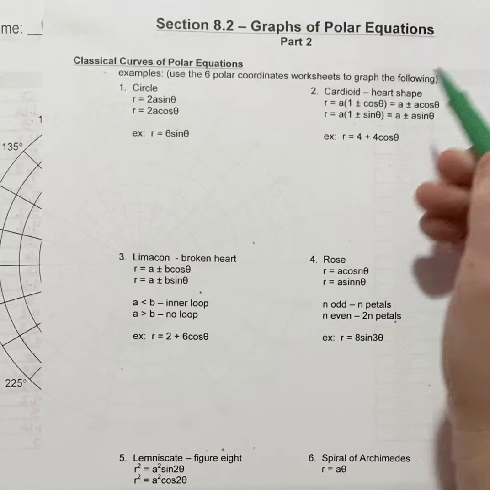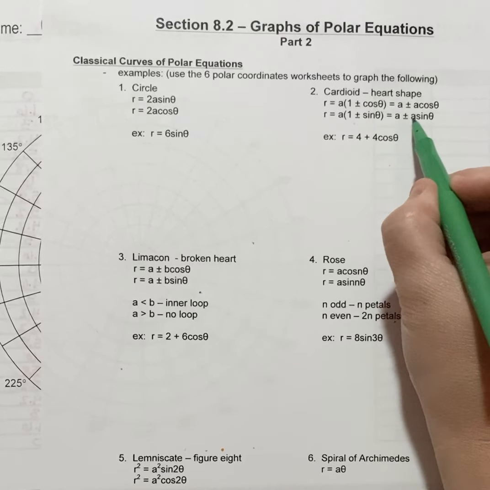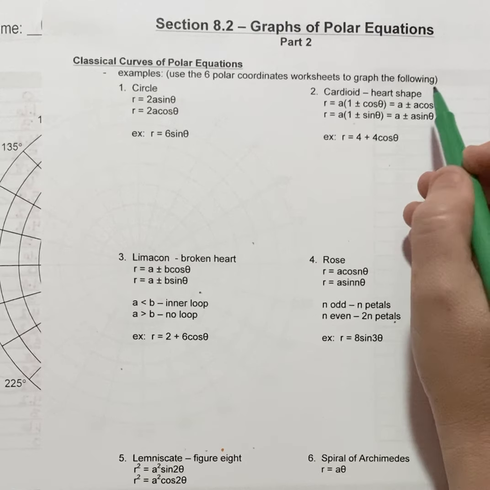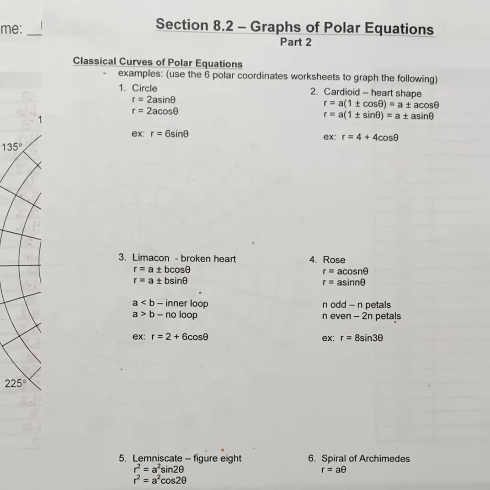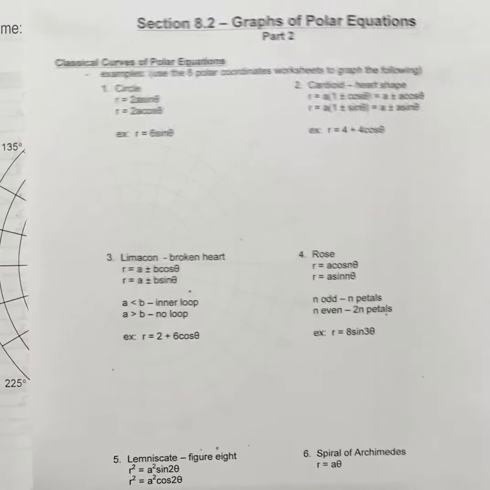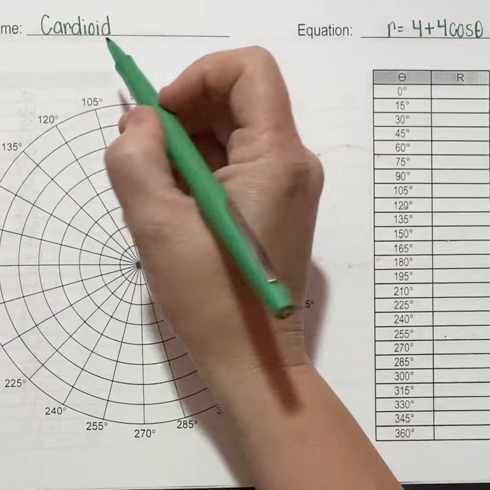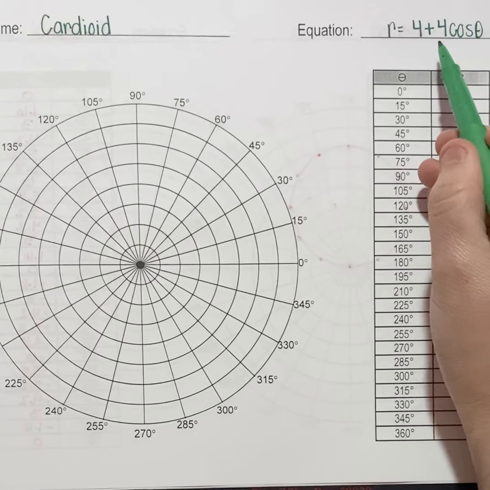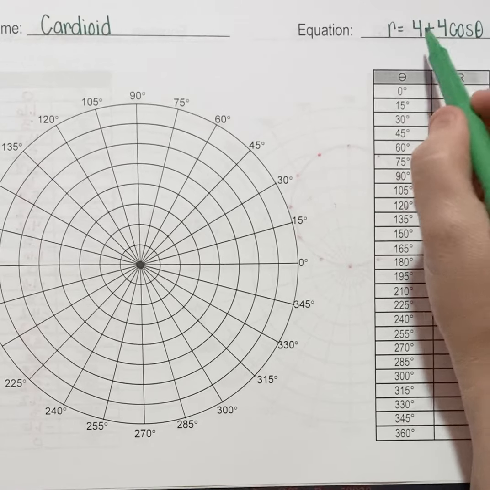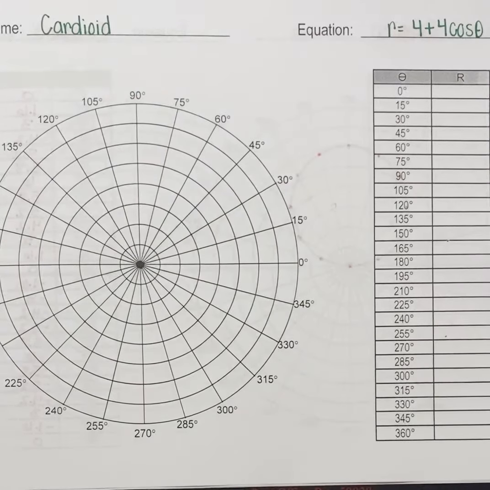If I distribute that a, it's a plus or minus a cosine theta, or a plus or minus a sine theta. So right here, these two numbers must match in order for this to come out to be a heart-shaped graph. So if I look here, I've already got my cardioid word written. And we've got our equation for number 2, 4 plus 4 cosine theta. So these two 4's match, which makes this thing become a cardioid.